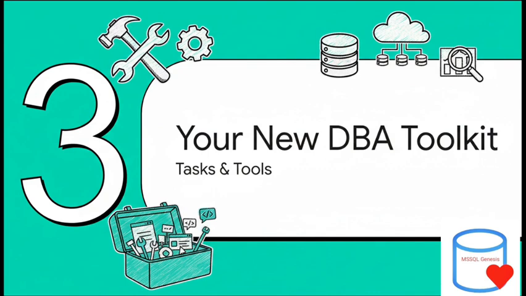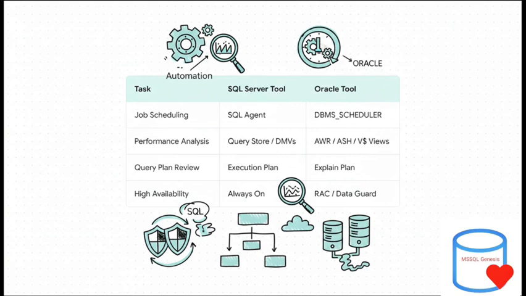Okay, we've covered the big ideas. Now let's get down to brass tacks. What tools are you actually going to use to get your job done? It's time to build out your new Oracle DBA toolkit. Think of this as your go-to cheat sheet. For scheduling jobs, you're not using SQL Agent anymore. You're using DBMS_SCHEDULER. For performance tuning, instead of the Query Store, you'll be living in AWR and ASH reports. Your execution plans are now called explain plans. And for high availability, instead of Always On, you'll be working with technologies like RAC and Data Guard. See? The job's the same, you just need to learn the new names for your tools.